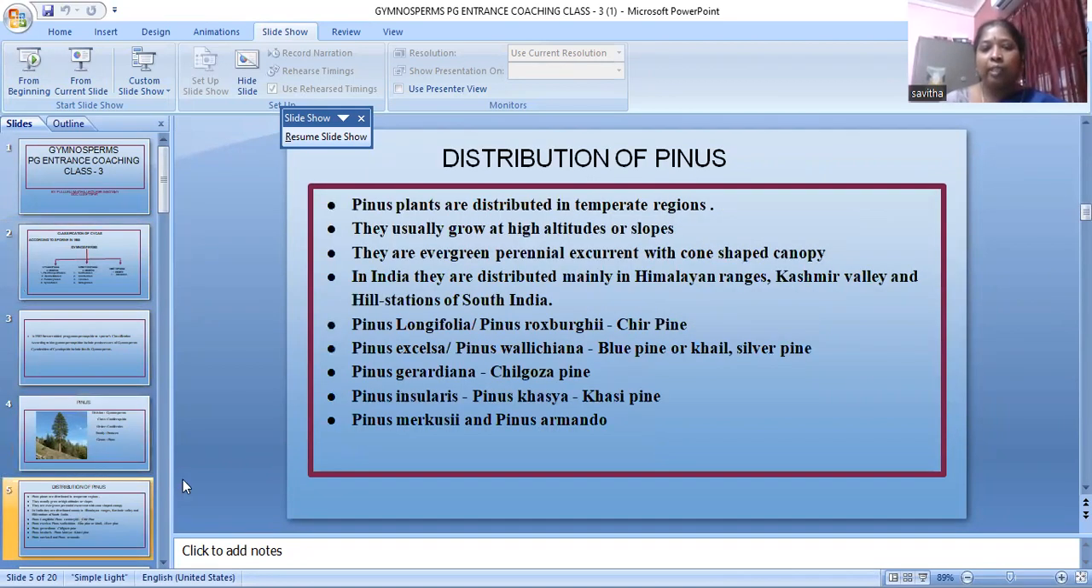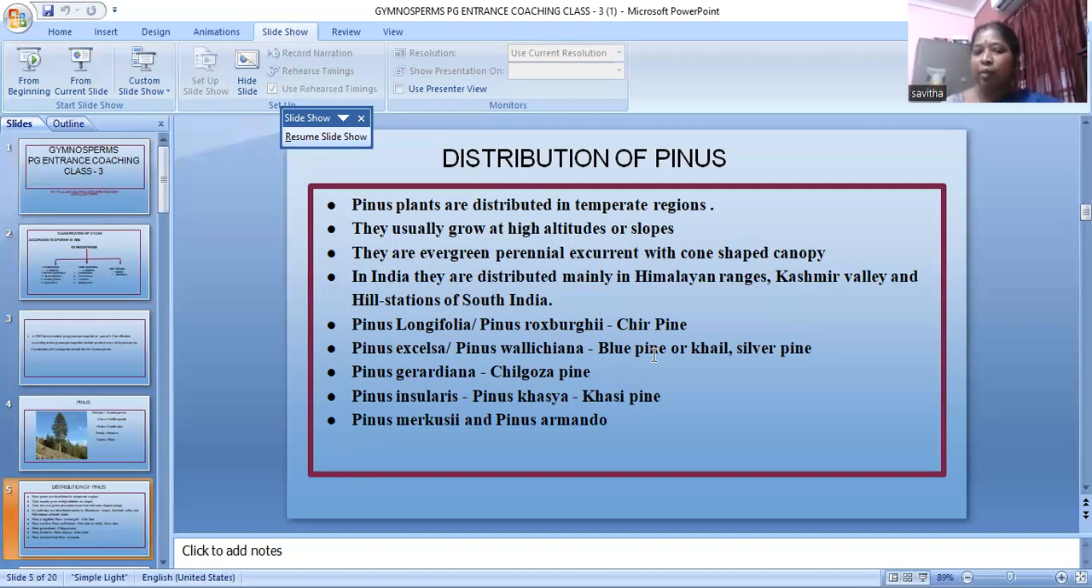Next, the distribution of Pinus. Pinus plants are distributed in temperate regions, and they grow in higher altitudes or slopes, mostly in hilly areas. They are evergreen, perennial, excurrent with a cone-shaped canopy. They are evergreen, appearing green in color almost all the year.